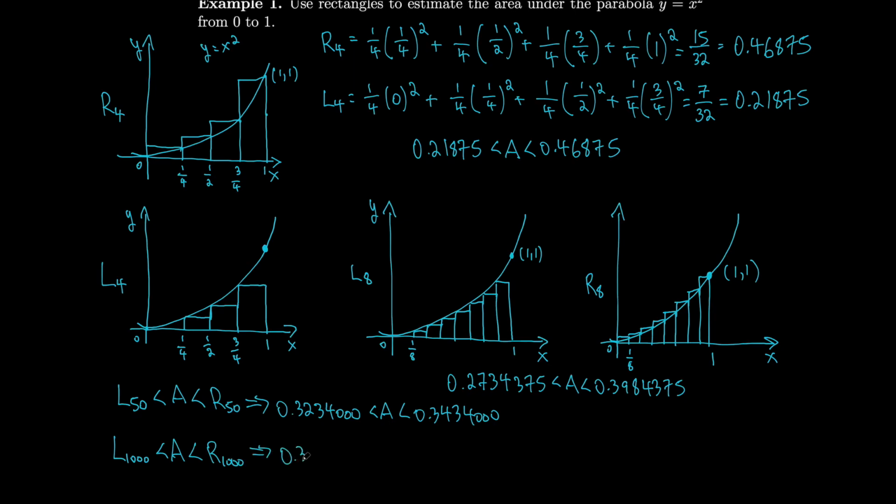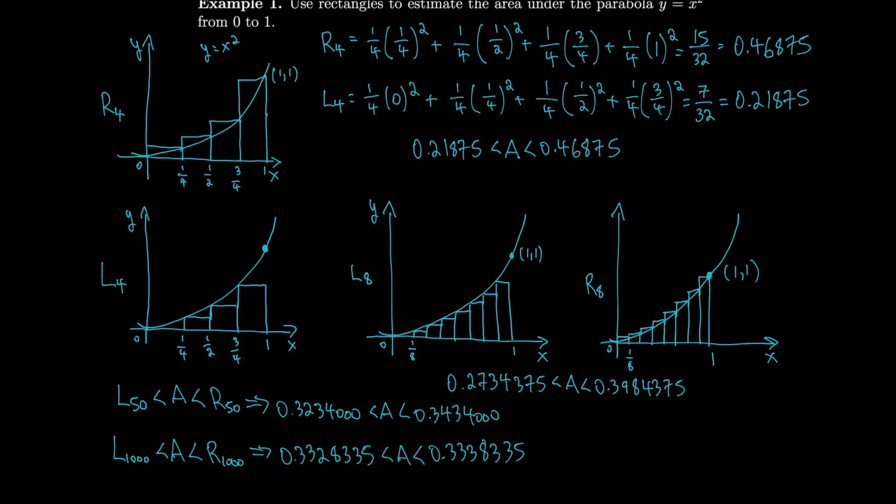then we would get 0.3328335 for my left estimate, and 0.3338335 for my right estimate. So it looks like the more and more we do these, the area is closing in on 0.3333333, which is 1/3. This process should seem very familiar to you. This is just like when we were calculating limits, and we kept getting closer and closer and closer to a specific value. So we keep getting closer and closer to this specific area.